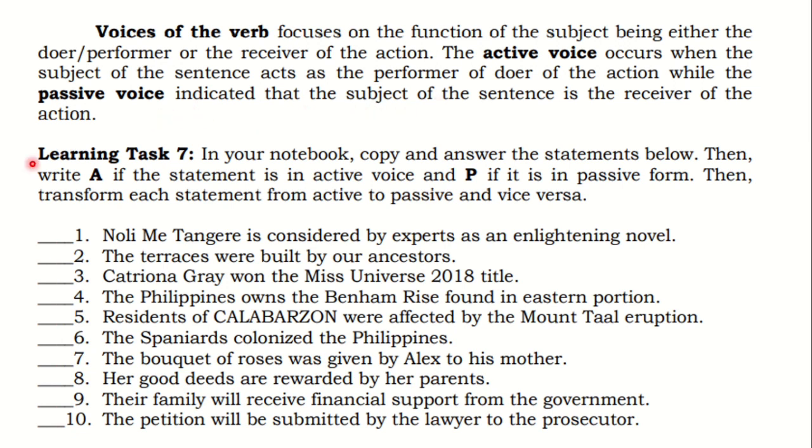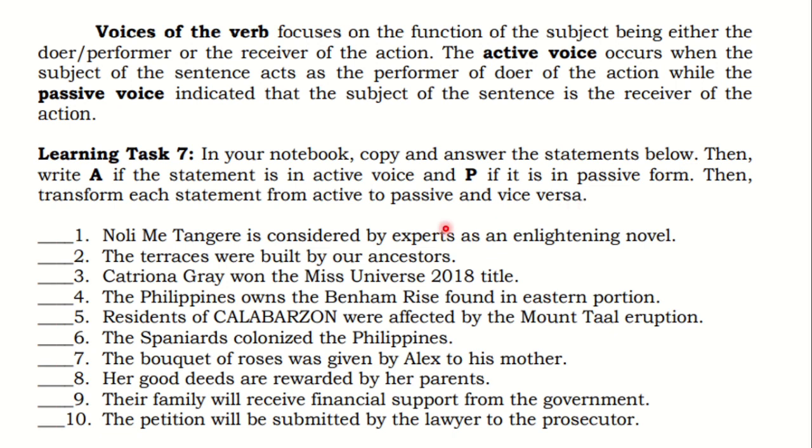Now for our last learning task. It says in your notebook, copy and answer the statements below. Then write A if the statement is in active voice, and P if it is in passive form. Then transform each statement from active to passive and vice versa. So with this activity, you have two tasks to accomplish. First is to identify whether each sentence is active or passive, and the last one is to transform them to the vice versa.